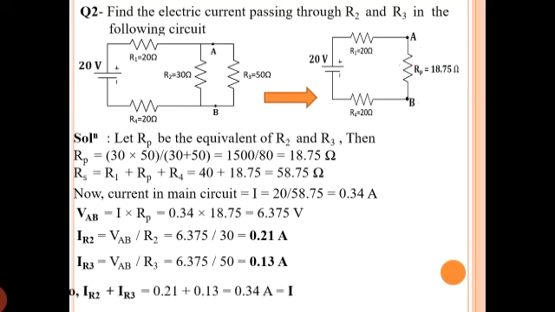But if you add these two currents, how much will you get? 0.21 plus 0.13, that is 0.34 ampere, and that is nothing but the total current flowing in the circuit, you can see. So in parallel we know the current gets distributed, and the sum of the current across each resistor is equal to the current in the main circuit. We have derived it, or we assumed it in the derivation, and we have proved it here.